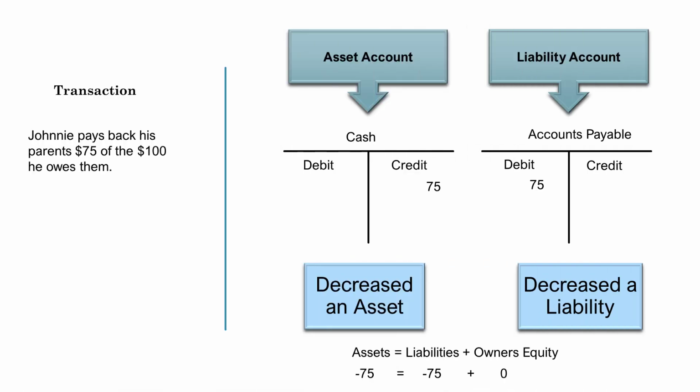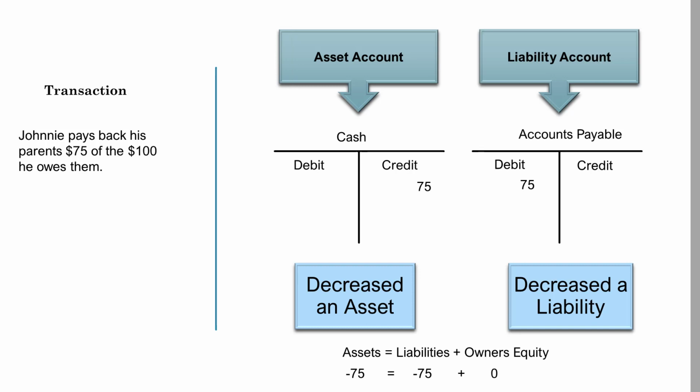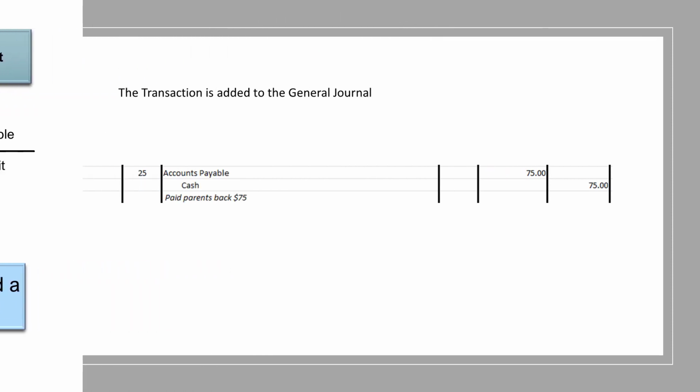Johnny pays back his parents $75 of the $100 he owes them. This decreases the liability account, accounts payable. Remember, debits decrease liability accounts. The journal entry is made decreasing Johnny's debt to his parents by $75 and also decreasing cash by the same amount.